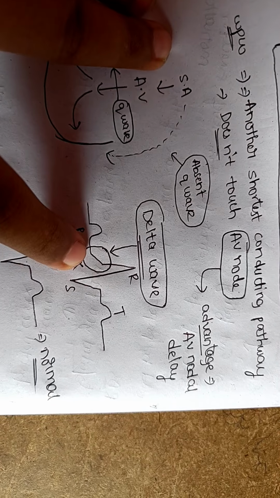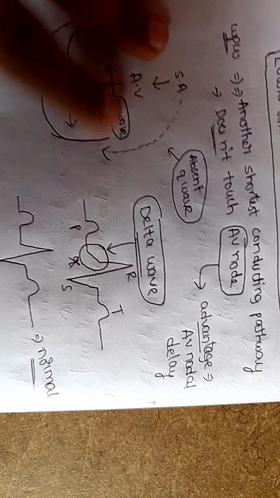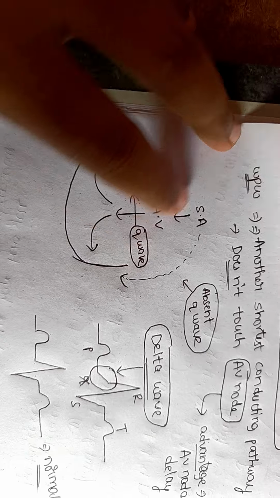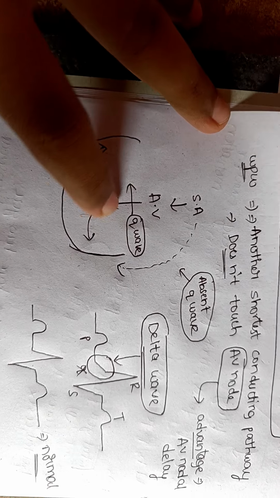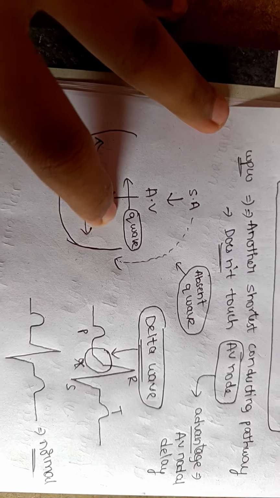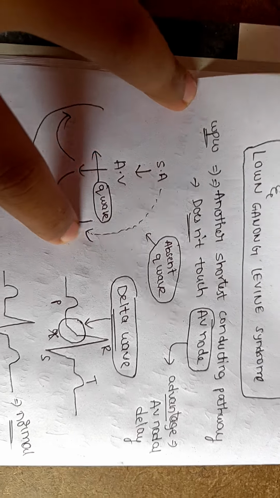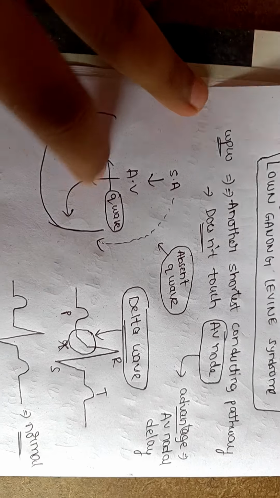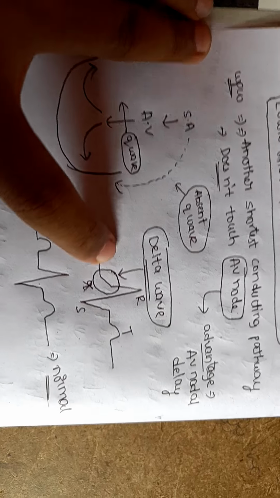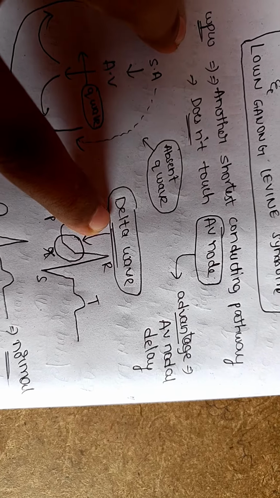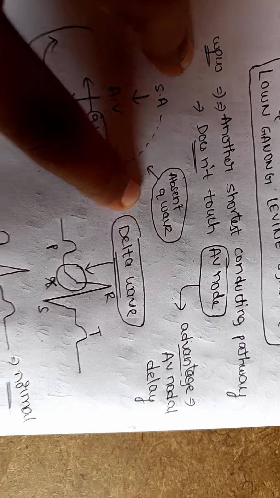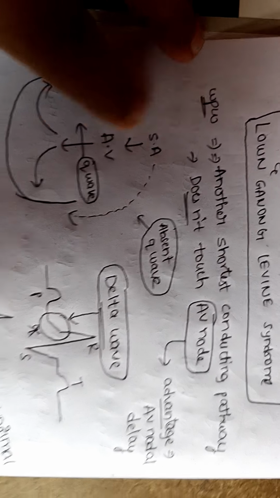But there is an absence of Q wave, and instead there is a formation of delta wave, because the Q wave actually happens when there is a conduction through the septum, but initially it is diverting through the other pathway, so there won't be any conduction through the septum. So that's why there won't be any Q wave. Instead there is a formation of delta wave. So that is the Wolff-Parkinson-White syndrome.